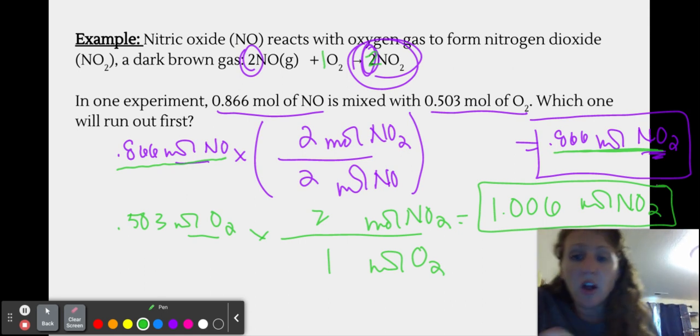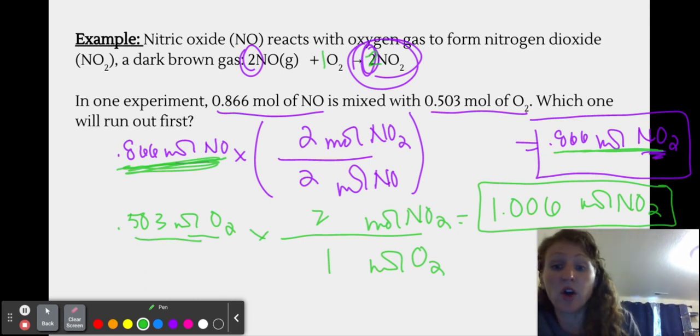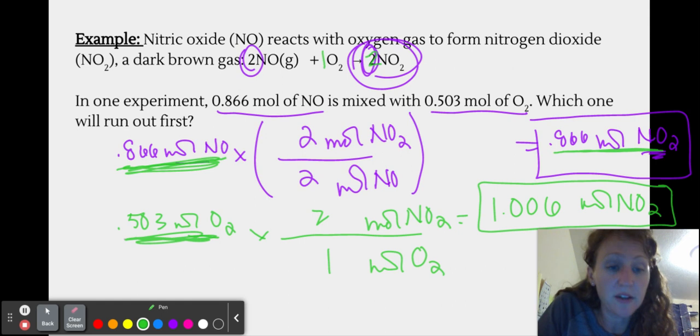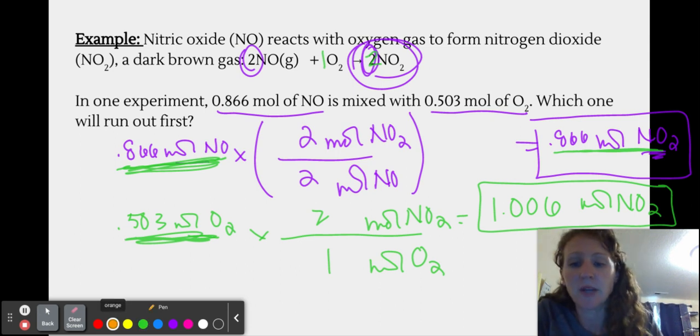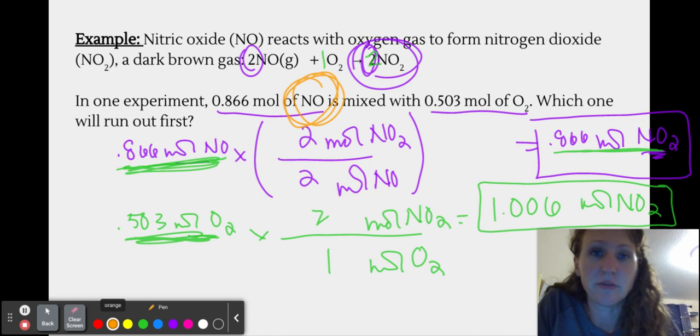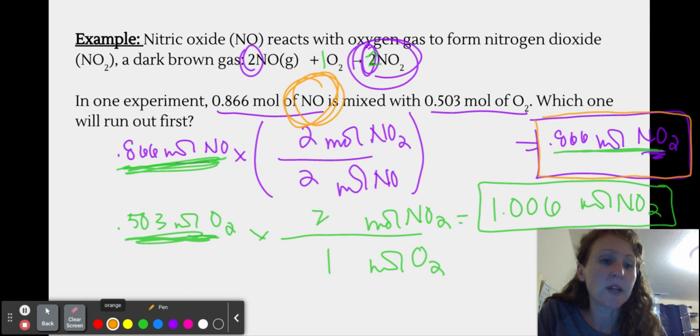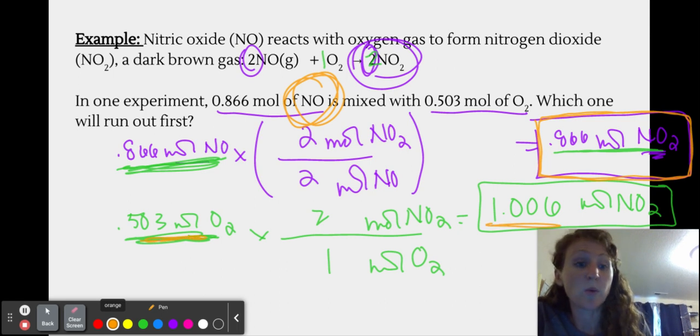All right, so look at these amounts here. If I use all of my NO, I can make 0.866 moles of NO2. If I use all of my oxygen, I can make just over 1 mole of NO2. Now, they give me different answers, right? I can't make both of them. One of them is going to run out first and stop this reaction. Which one's going to run out first and stop the reaction? NO. NO is going to stop the reaction first. And I know that because it stops the reaction when I have made only 0.866 moles of NO2. Oxygen doesn't actually stop this reaction until way later.